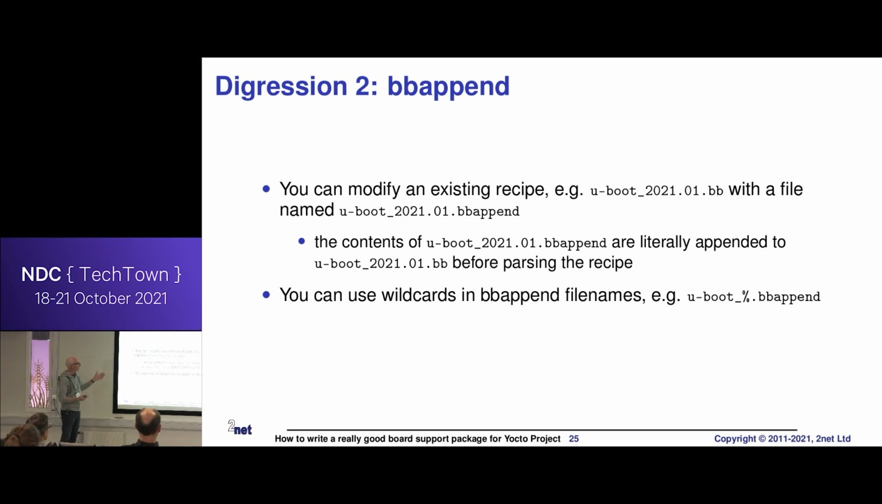When it comes to parse that, it literally takes the base BB file and literally appends whatever's in the bbappend to the end of it. And then it parses that. So this allows me, in the bbappend, to override things that are defined in the BB file, if I so wish. Or I can add new stuff. I can even remove stuff if I really want to, although that's problematic. And again, we can use wildcards. So if I want my bbappend to apply to any version of U-Boot, not just this particular version, I can put a % in there.